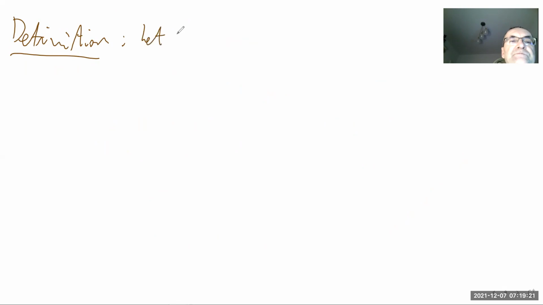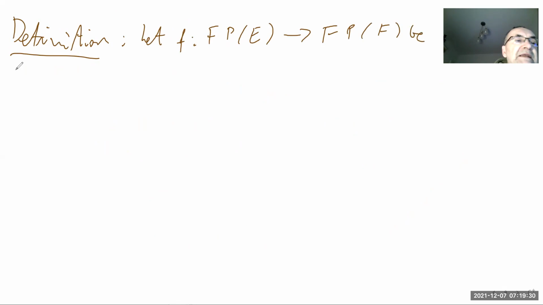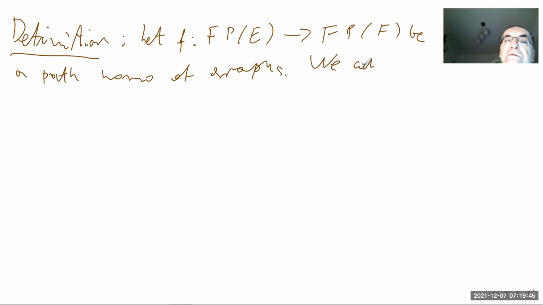So let f be a path homomorphism of graphs. We call it regular whenever the following two conditions hold. So the first condition is this tough one. Let me write it down.